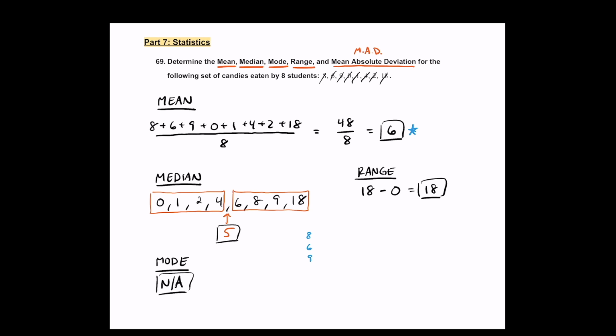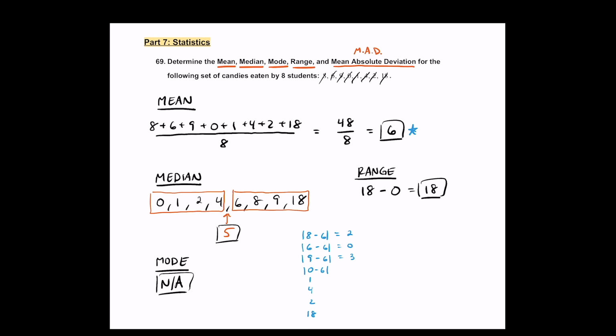8, 6, 9, 0, 1, 4, 2, 18. We have to see how far each of these are from this average of 6. So 8 minus 6, and it's the absolute value of it. So 8 minus 6 is 2. The absolute value of 2 is 2. How far is 6 from 6? That's going to be 0. How far is 9 from 6? That's going to be 3, and the absolute value of that is 3.